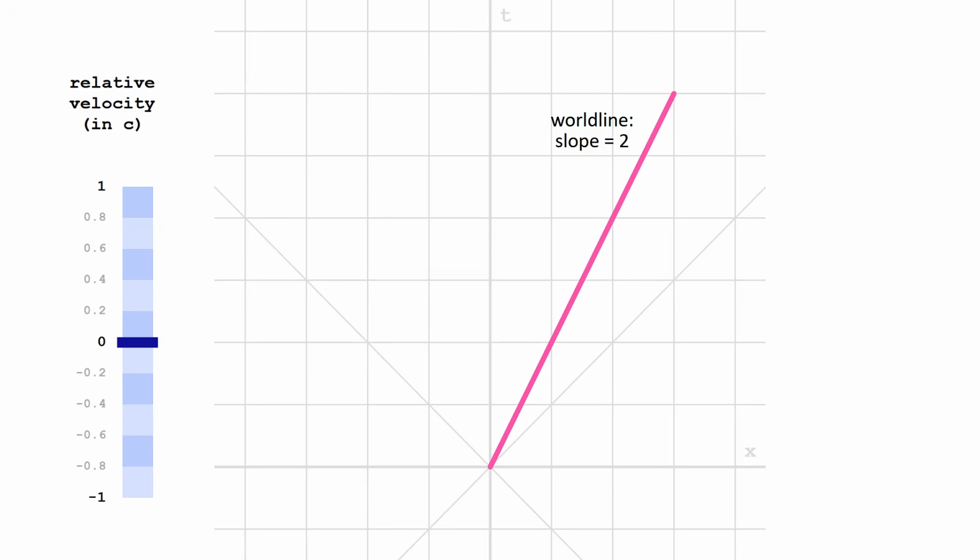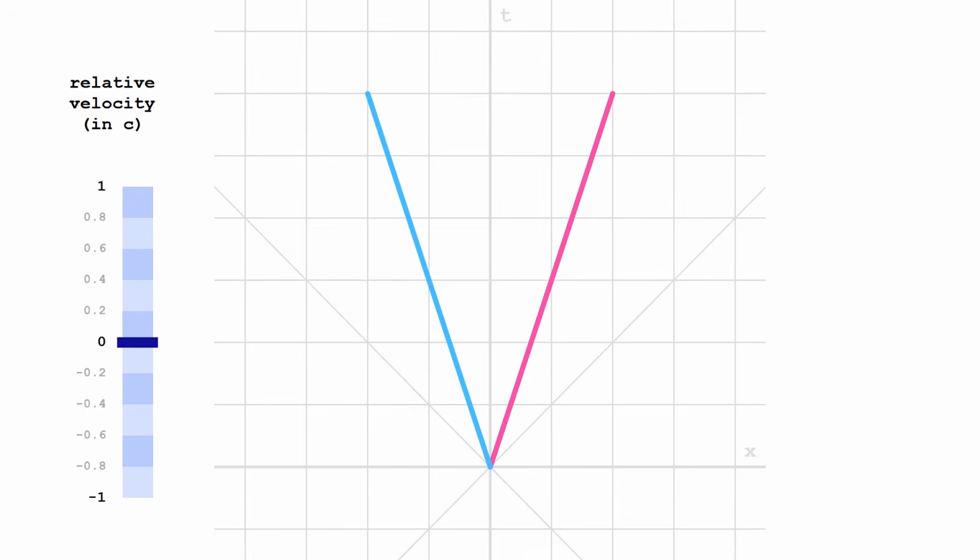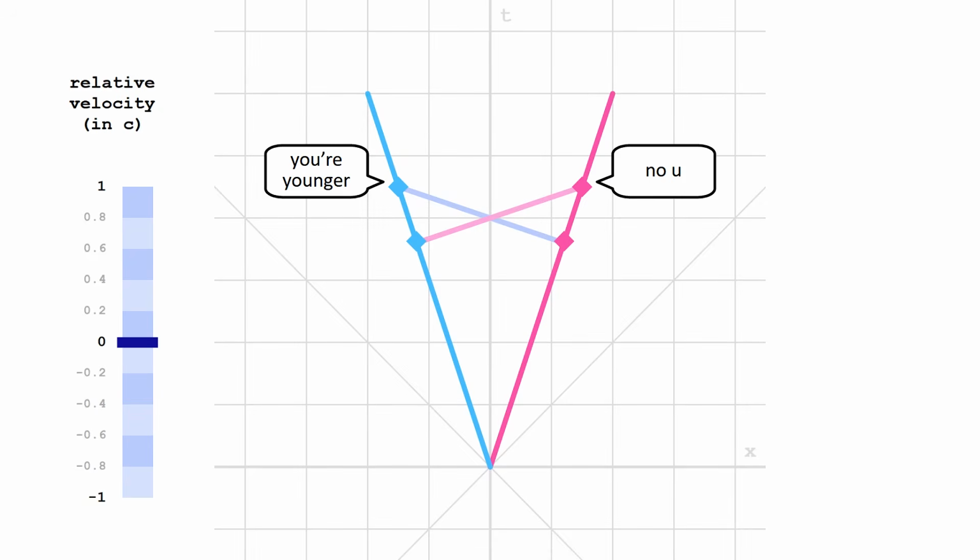In general, if an observer's world line has a slope of k, their simultaneity lines will have a slope of 1 over k. This provides another intuition for the reciprocity of time dilation. In the reference frame that has them going opposite directions, their simultaneity lines will both portray each other as younger.